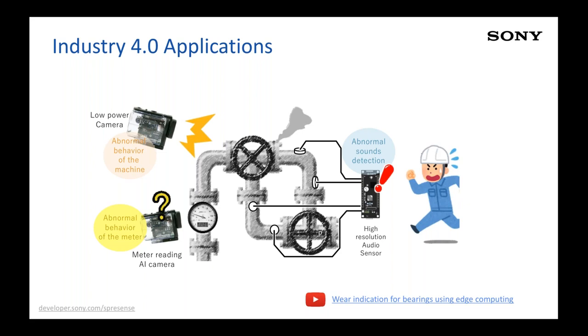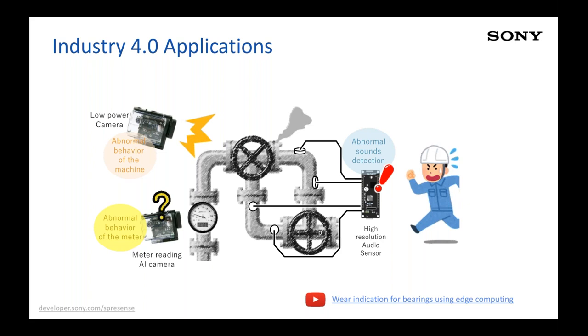You can use the camera at low power. Actually, this is using the image sensors connected to the Spresense, and then looking at the meter. When you look at the meter, you can detect and get that information, and you can even do some processing, like whether this meter is on the correct number, or whether it is going over, the temperature is so high, I need to take an action, and send a notification to people that they need to take an action. So these are just very simple examples.